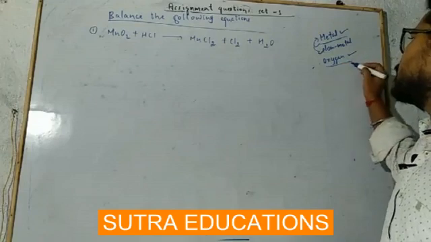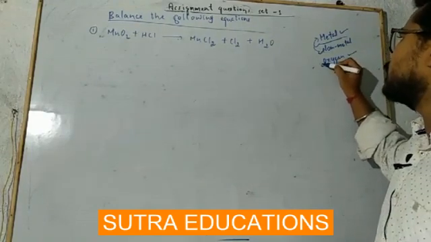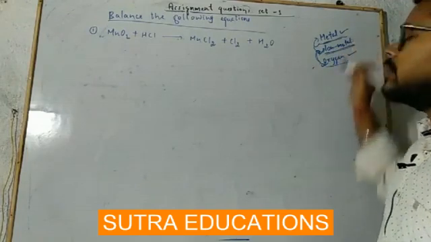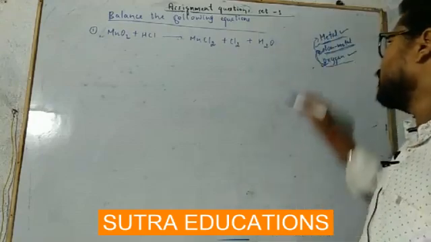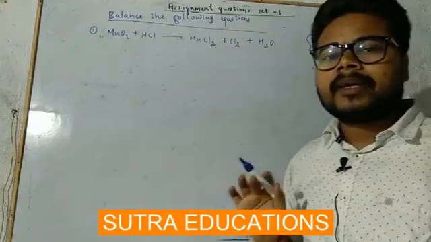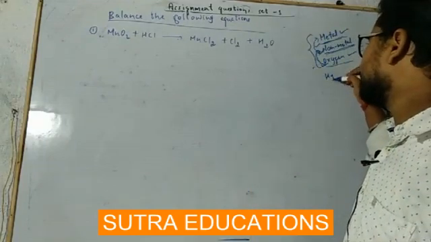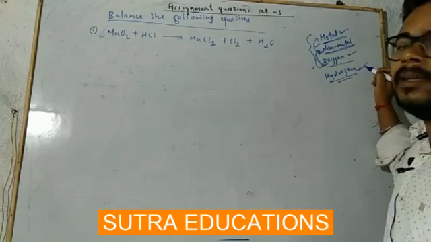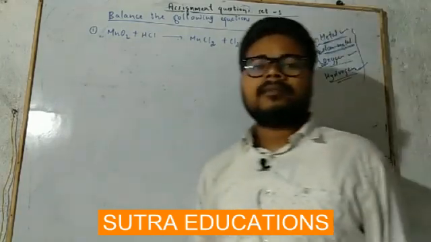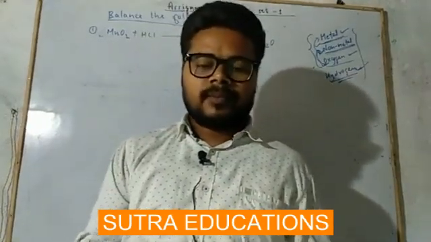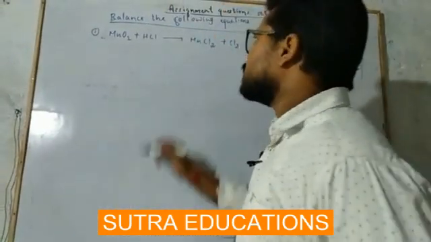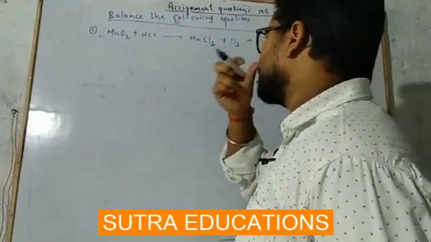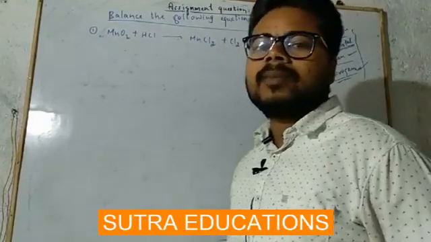And when you get assured that oxygen is balanced, then go back again and see whether the non-metal and metal is still balanced or not. Once all of these three are balanced, then you look for hydrogen. And then balance this hydrogen, and by doing this your reaction will be balanced. Okay, so come to the first question. It is assignment question set 1. So first question is MnO2 plus HCl to MnCl2 plus Cl2 plus H2O.